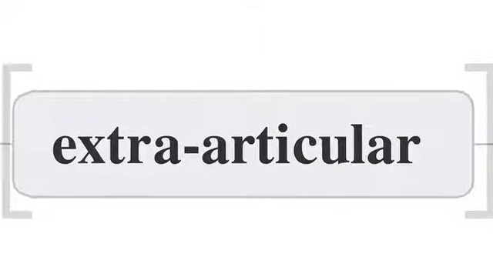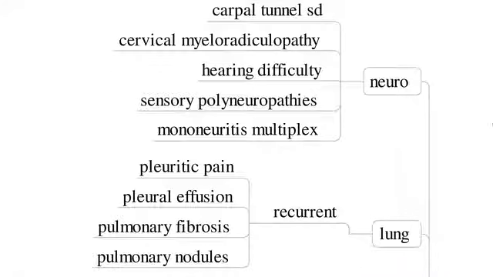Extra-articular manifestations include neurological manifestations such as carpal tunnel syndrome, which can impinge on nerves, cervical myeloradiculopathy, hearing difficulties where there is synovial involvement of the ossicles, sensory polyneuropathies, mononeuritis multiplex.